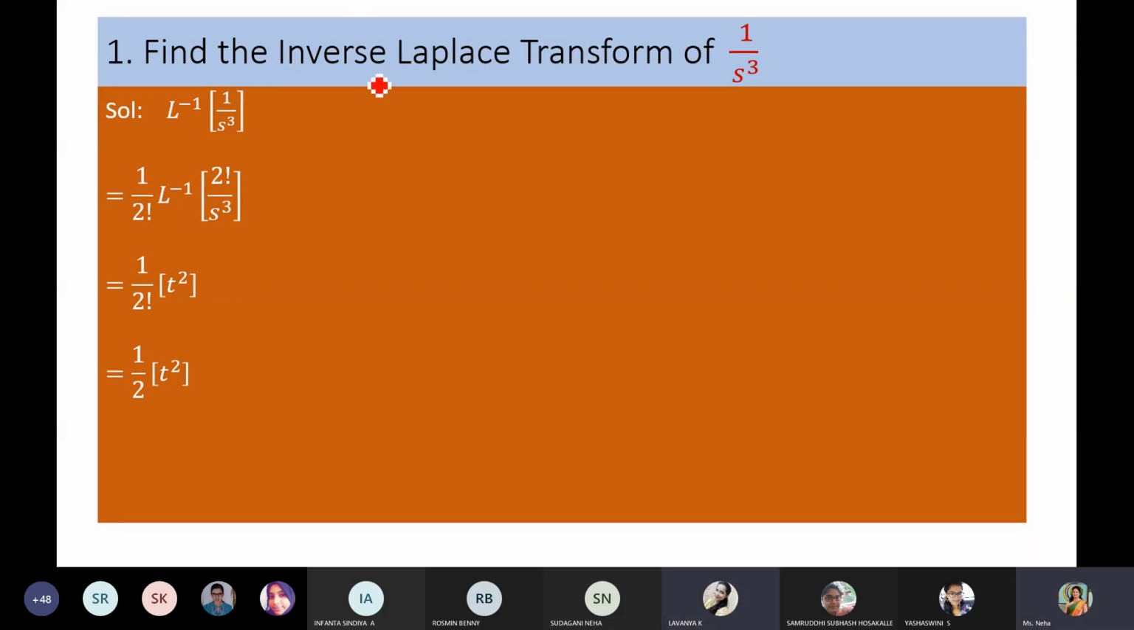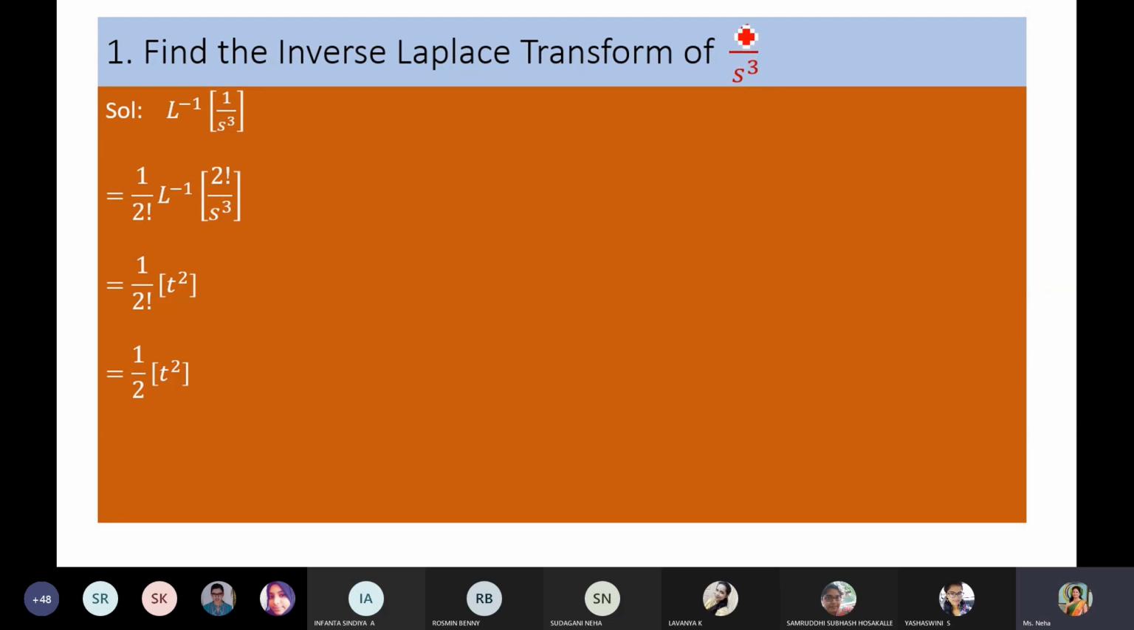Okay. Since we have to find the inverse Laplace transformation of 1 by s cube, first you have to think of a function which gives s cube in the denominator. Basically you have the t function, exponential function, sine cos function, or sine cos hyperbolic function. In every other function, at least 2 terms will come in the denominator, but only for the t function, s cube will come.